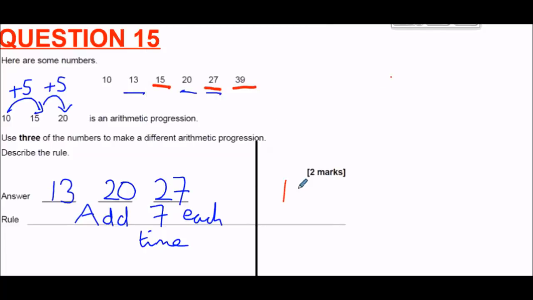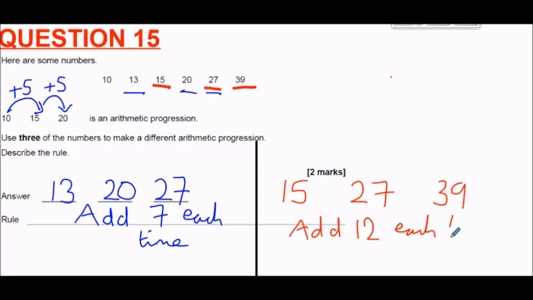So instead of writing 13, 20 and 27, what you could have done is to have put 15, 27 and 39. Now that would have been an arithmetic progression in its own right, but would have been a different rule because the gaps are different. This time the gaps are going up in 12s, and so this rule would be to add 12 each time. I think the most obvious one is the first one, add 7 each time, 13, 20 and 27, but either would get you the full marks. So that one you've got 2 main options to go for.